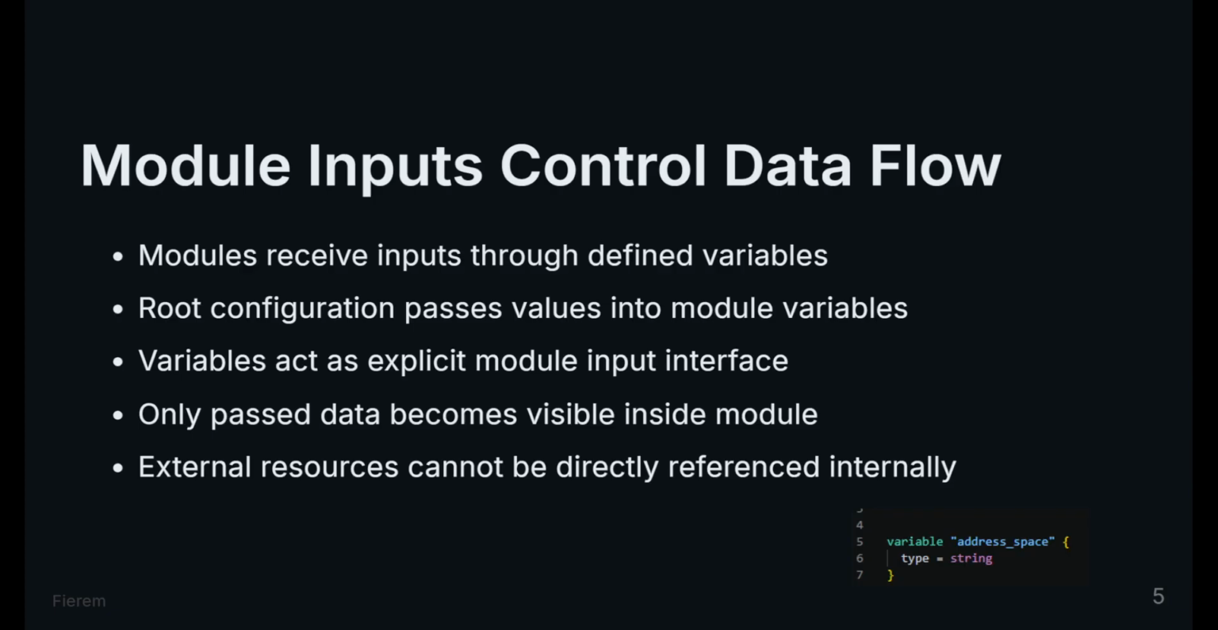Modules receive inputs through variables defined inside the module. The root configuration passes values into those variables. Terraform treats variables as the module's input interface. Only data passed through variables becomes visible inside the module. Resources inside the module cannot directly reference external resources. This forces engineers to define explicit configuration interfaces.